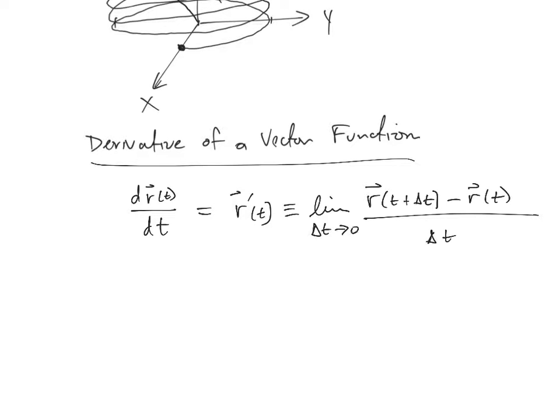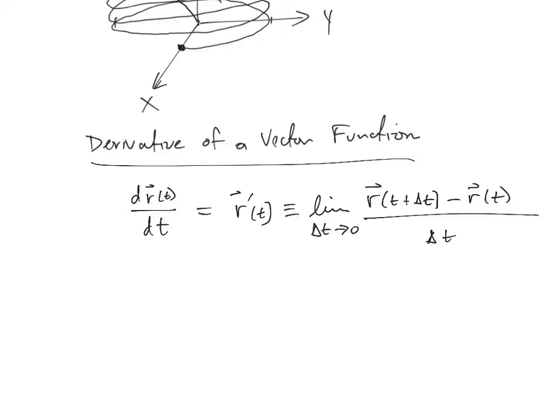Just like last year where y is a function of x, r is a function of t. The derivative is the difference in the vector function as t changes just a little bit, divided by that change. So that's the formal definition of a derivative. It's exactly the same as with a scalar function.